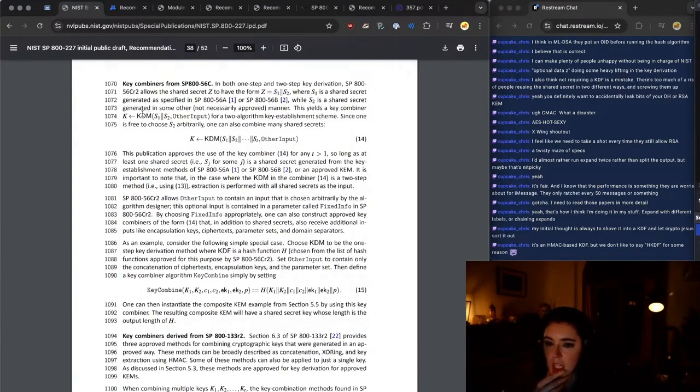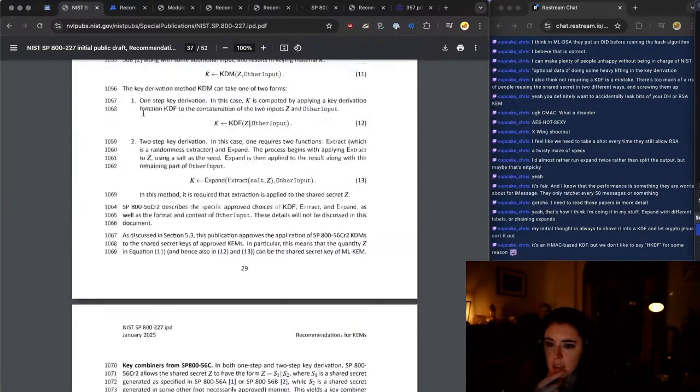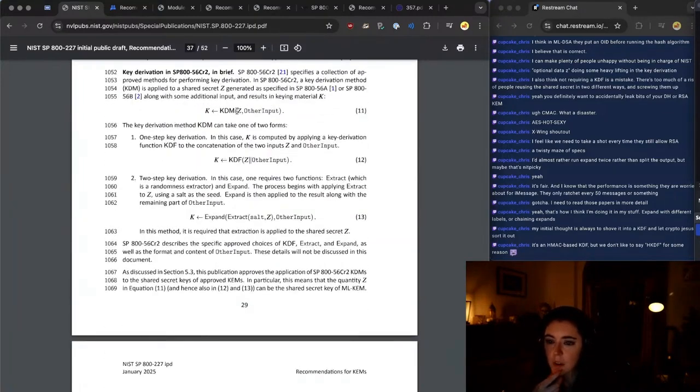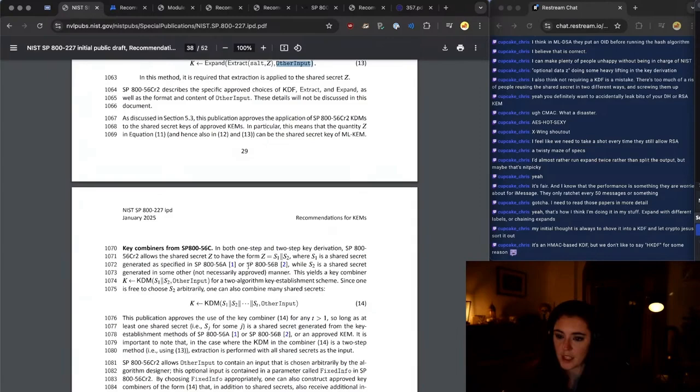So it sounds like at least NIST doesn't want you to concatenate your secrets and then put them through here. They do not want Z to be your concatenated ML-KEM shared secret and, say, your elliptic curve Diffie-Hellman shared secret. They want this to be your ML-KEM shared secret and your other input to be your Diffie-Hellman shared secret. But for this thing, they do want that to be the one-step thing, which is basically SHA-3 and other stuff.